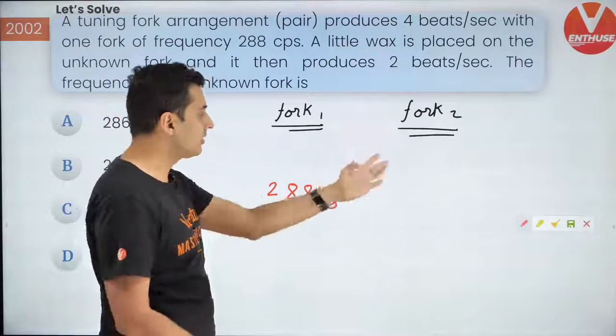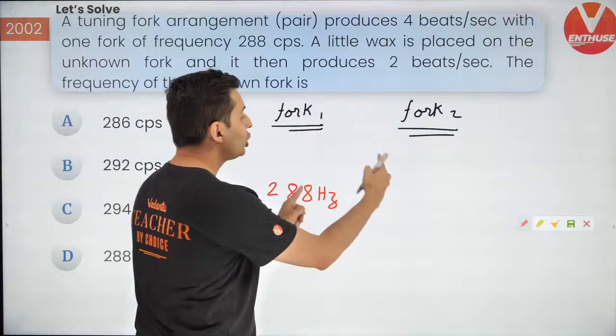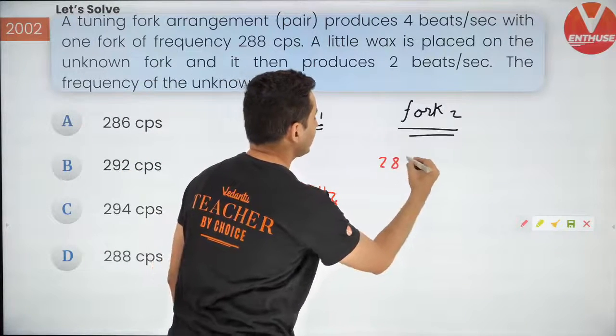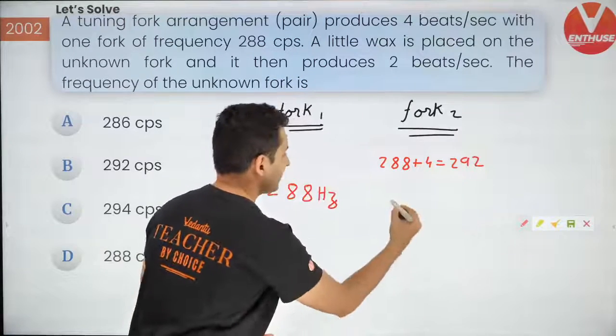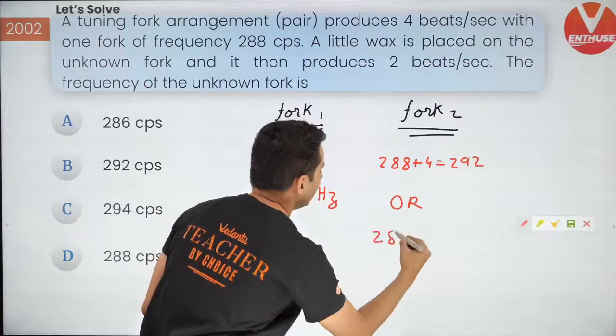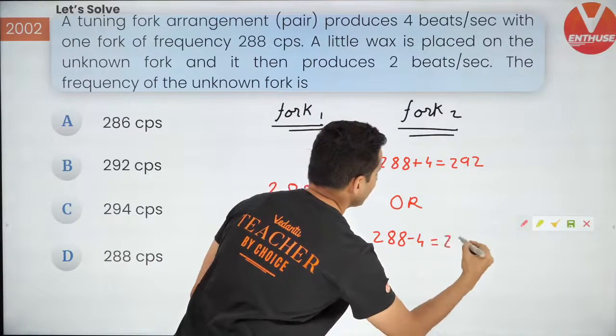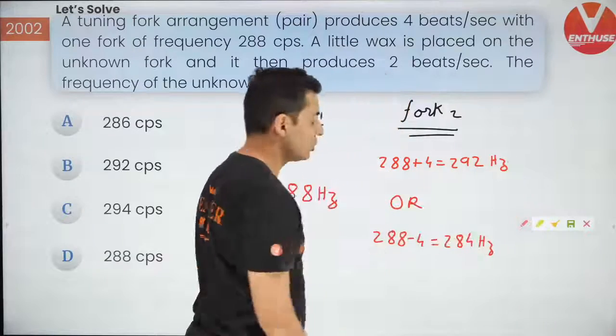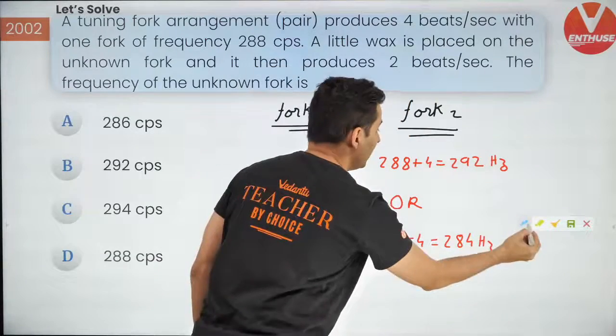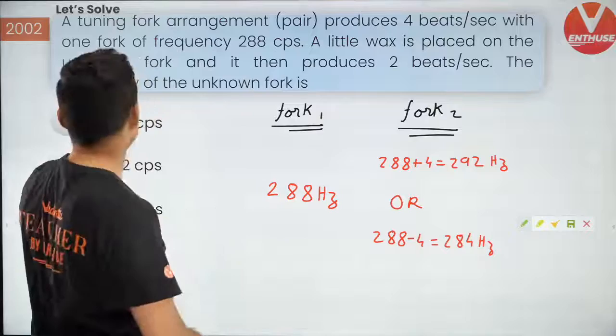So the other fork's frequency could be either 288 plus 4. So what is 288 plus 4, guys? It is 292. Or the second option is, it could be 288 minus 4, which is 284 hertz. Now the problem is, I do not know which one to choose. For that, they have given another piece of information.